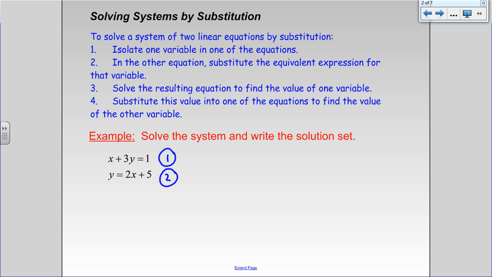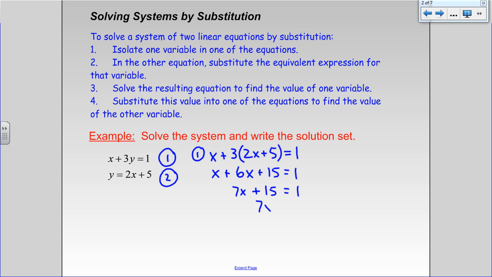Since y is equivalent to the expression 2x plus 5, we can rewrite equation 1 as follows. x plus 3 times the quantity 2x plus 5 equals 1. Now we can solve that equation by applying the distributive property. x plus 6x plus 15 equals 1. Combining like terms, 7x plus 15 equals 1. And then isolating the variable first by subtracting 15 on both sides, 7x equals negative 14. And then dividing by 7 on both sides to obtain x equals negative 2.